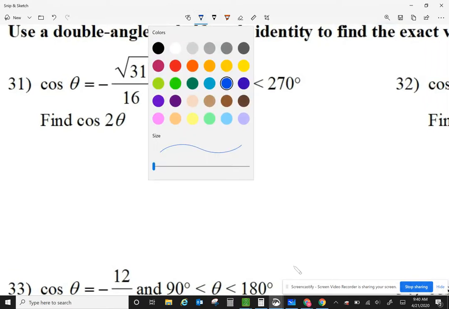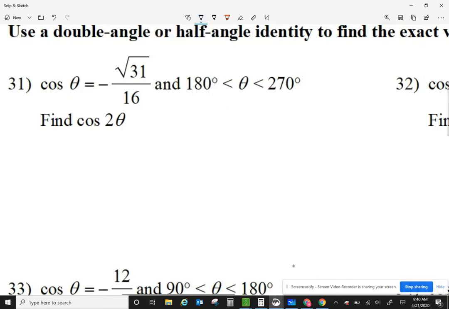So let me create my x, y axis. I made my third quadrant a little bit bigger because that's where theta is. And I'm just going to put theta somewhere in there. The reason why is because I need to make a triangle. Here's theta. I always make the 90-degree angle at the x-axis.